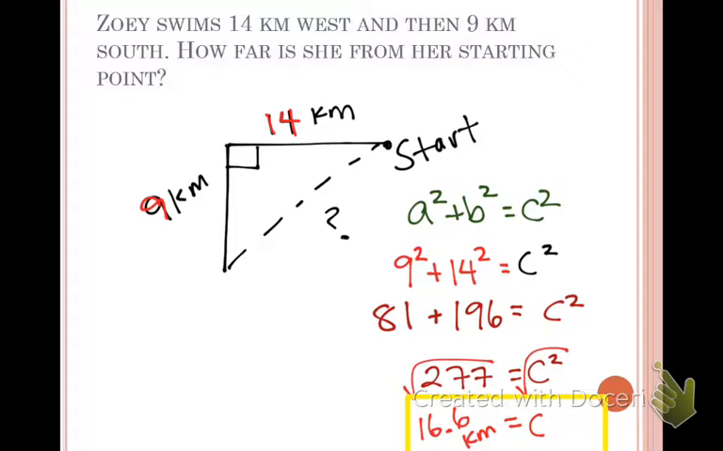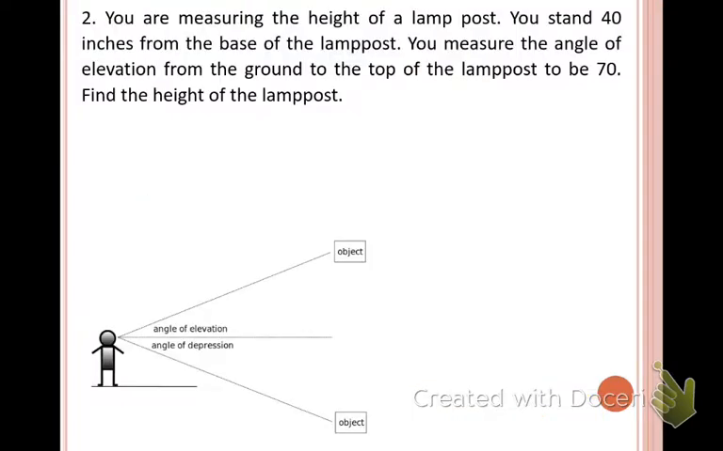So you see in the middle of your page, you'll have angle of elevation and angle of depression. So what I want you to do is write in that you have to have a horizontal line.